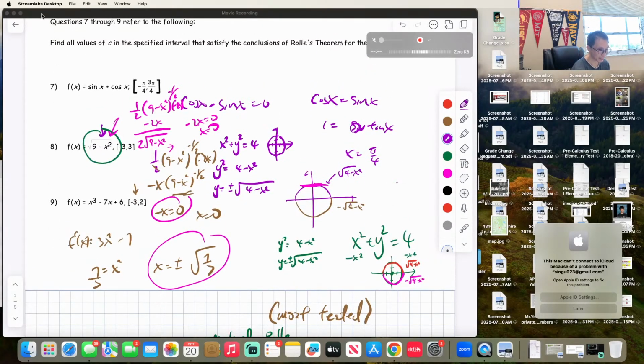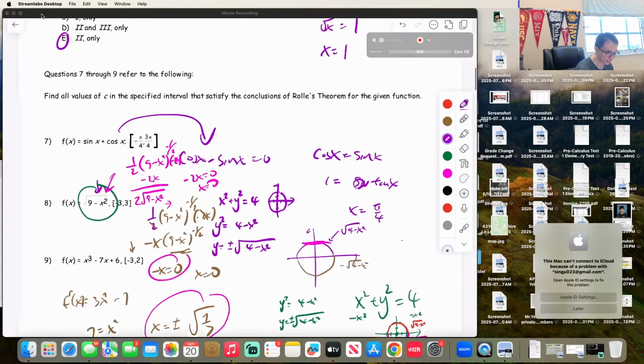7, I'm going to take a derivative. It's going to be cosine of x minus sine of x. I can move the sine of x to the other side and divide by cosine on both sides. So if I divide by cosine on both sides, I got tan of x equal to 1, x equal to pi over 4. Now this one, I want you to be careful.